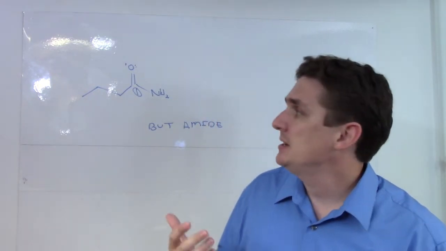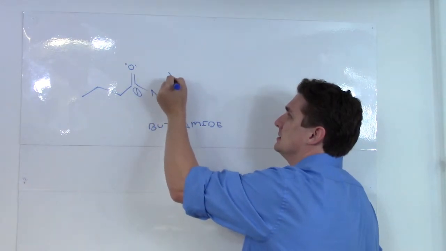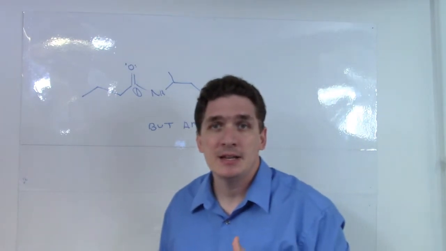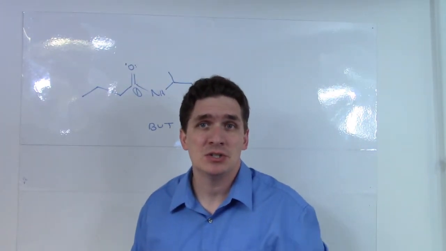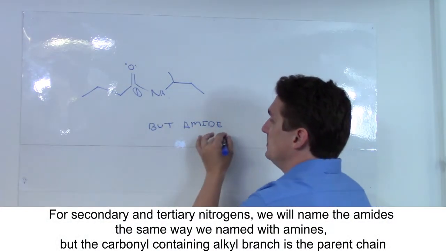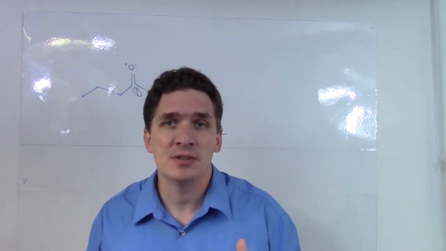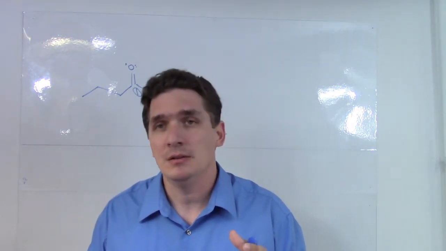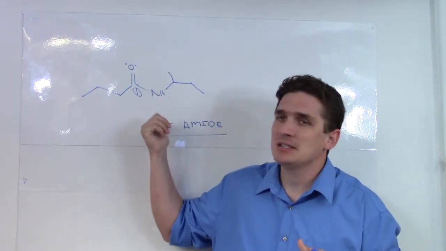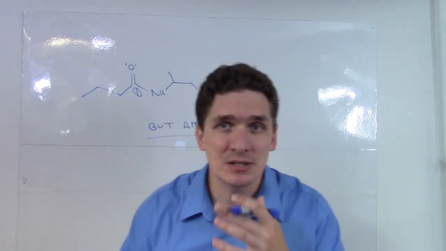Now, what if the nitrogen here is not a primary, but something like a secondary or a tertiary? Well, in that case, we're going to name it like we did the secondary and tertiary amines using that N notation. So the butamide is still going to be the parent chain. We don't care about the chains other than the amide. When we name these compounds, we're going to arrange the names of anything else attached to nitrogen by length, but the butamide or that amide group is still the priority. So that's going to carry the name.